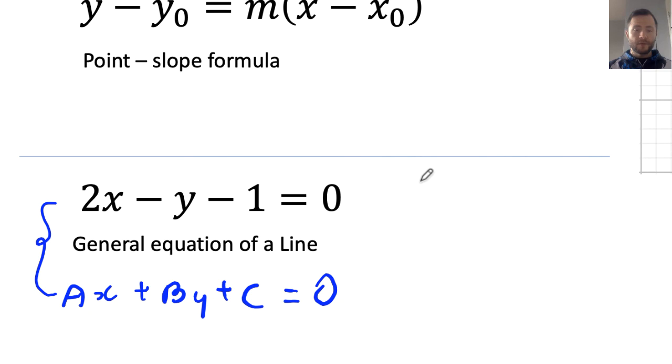So to sum up, in today's video we talked about the slope of a line, we talked about the equation of a line, and we discovered the three common ways of describing lines on a coordinate plane.